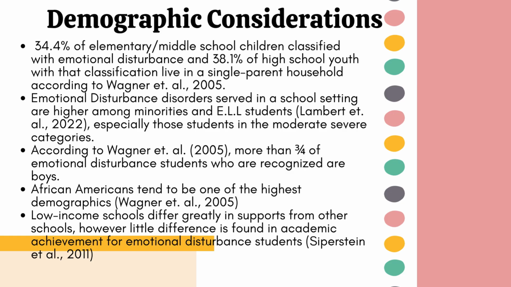And Wagner suggested that could be because teachers are looking more for the outward characteristics than the inward. And a lot of emotional issues are more outward for boys, but they're more inward for girls, like overthinking versus acting out. African Americans do tend to be one of the highest demographics, and low income schools, so they do differ greatly in the supports that they need from other schools. So they may need more behavioral based therapy, whereas non low income schools may need a different kind of therapy.